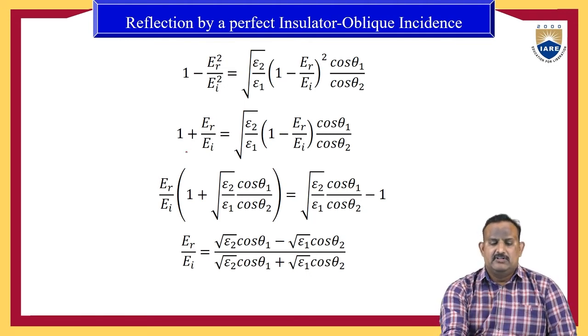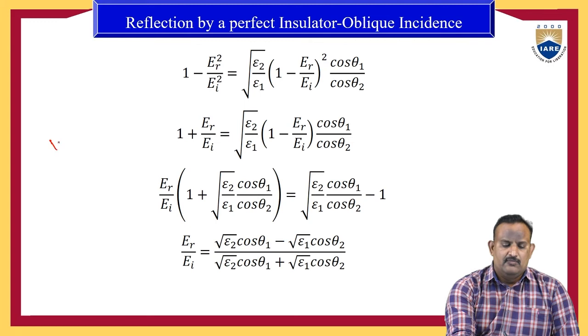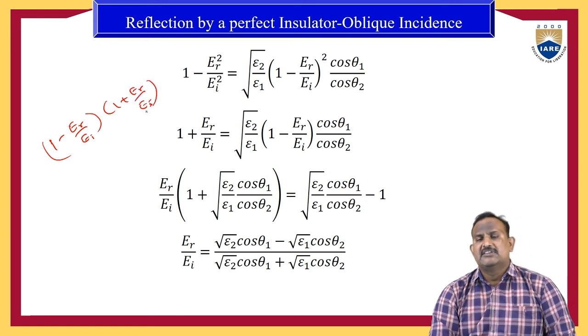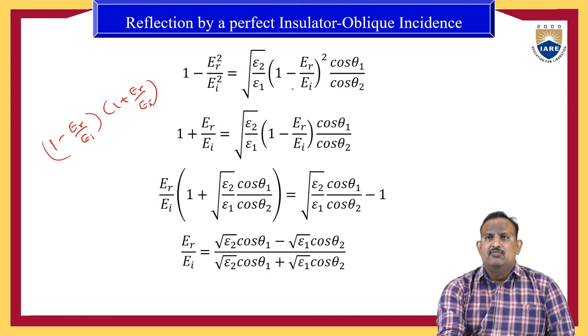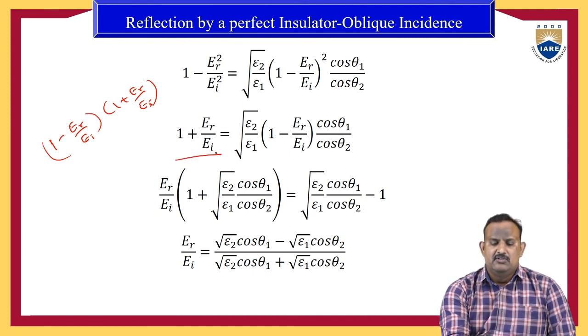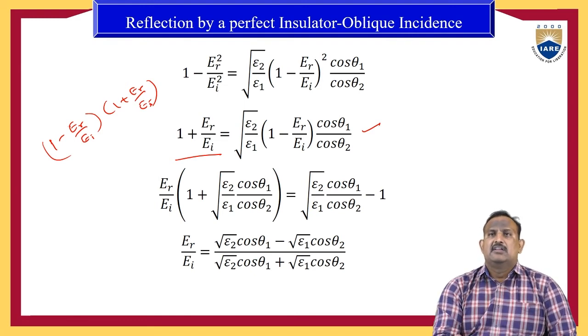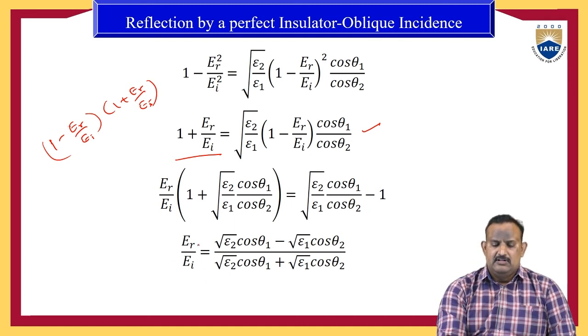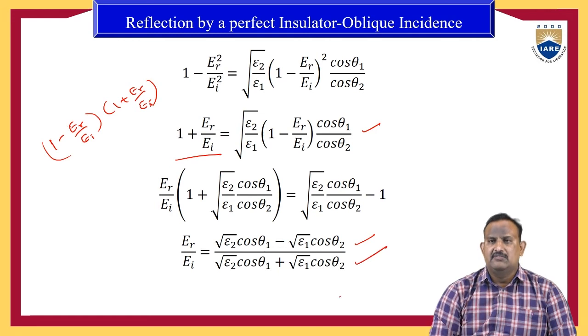Here it is 1 minus ER by EI into 1 plus ER by EI, using A square minus B square equal to A plus B into A minus B. So here we need to cancel the 1 minus ER by EI on both sides. Therefore we have 1 plus ER by EI equal to root of epsilon 2 by epsilon 1 into 1 minus ER by EI into cos theta 1 by cos theta 2. Again I am simplifying the equation. Finally we have ER by EI is equal to root epsilon 2 cos theta 1 minus root epsilon 1 cos theta 2 by root epsilon 2 cos theta 1 plus root epsilon 1 cos theta 2. We have the equation like this.